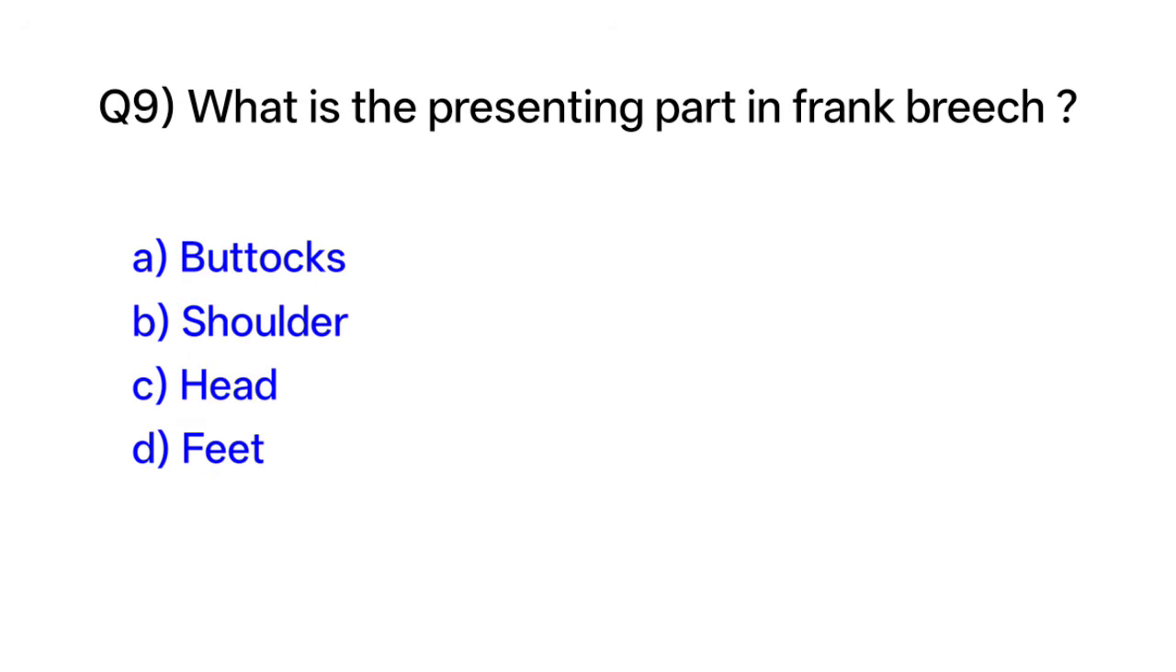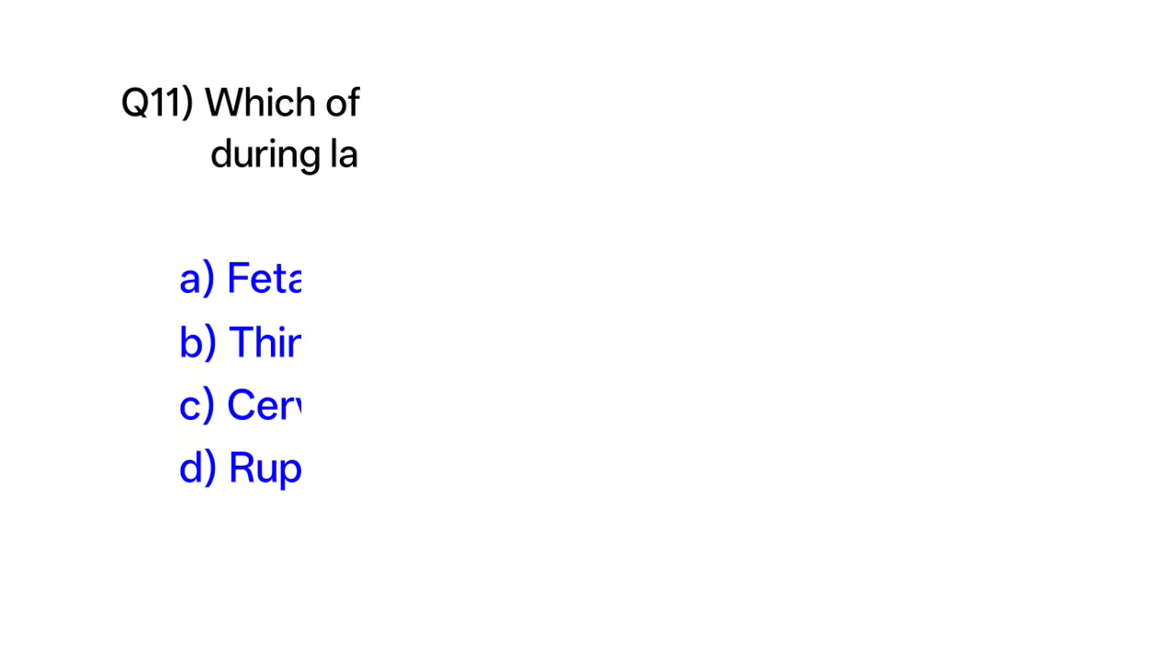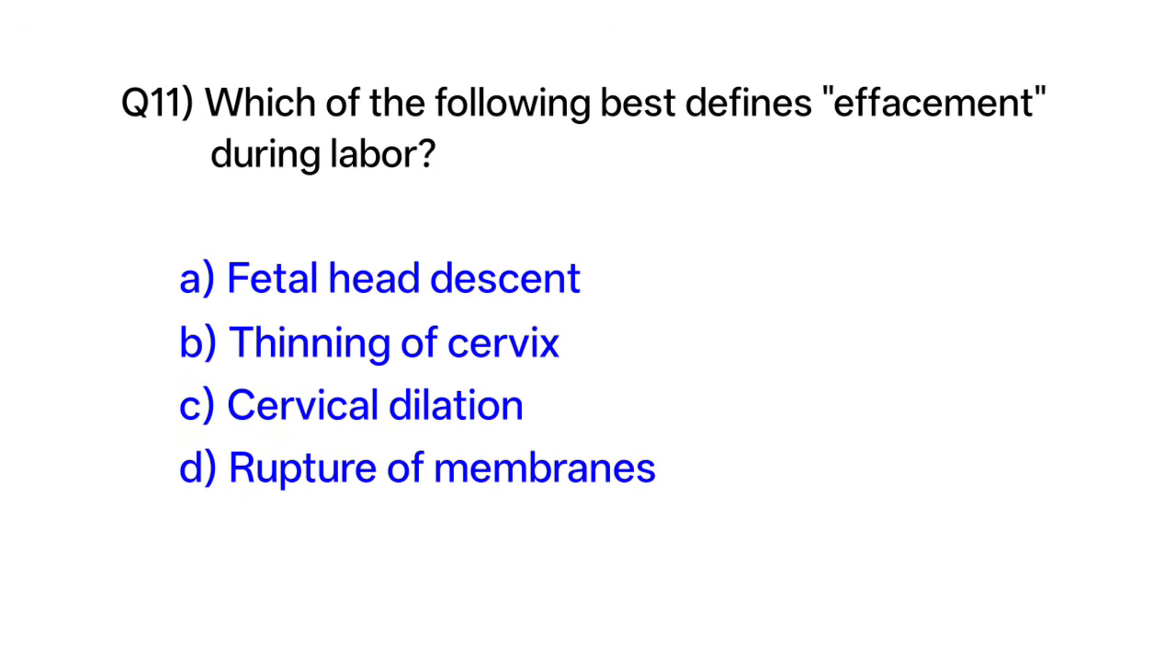Question number 9. What is the presenting part in frank breech? The correct option is A. Buttocks. Question number 10. During labor, a nurse finds the cord protruding from the vagina. The immediate action is? The correct option is D. Elevate presenting part. Question number 11. Which of the following best defines effacement during labor? The correct option is B. Thinning of cervix.